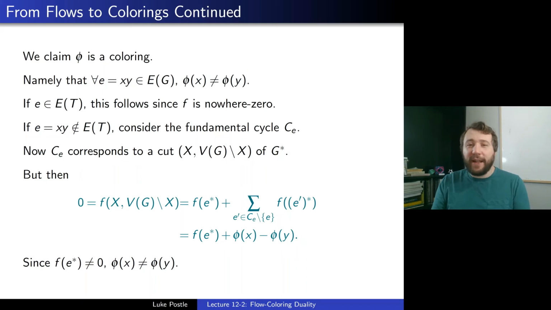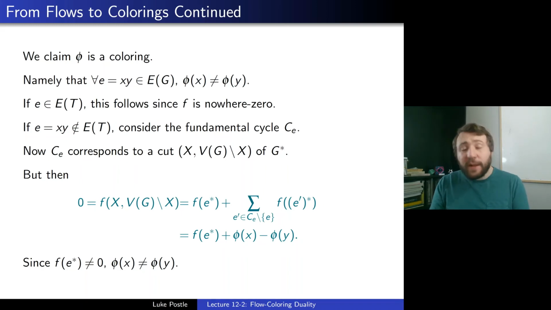That for every edge, not even the ones in the spanning tree, this cycle cut duality and the fact that cuts have net flow 0 means that the flow rule will also be valid for them, that it would be equal to the difference if you do it in the right direction. So that establishes how to get from colorings to flows and flows to colorings.